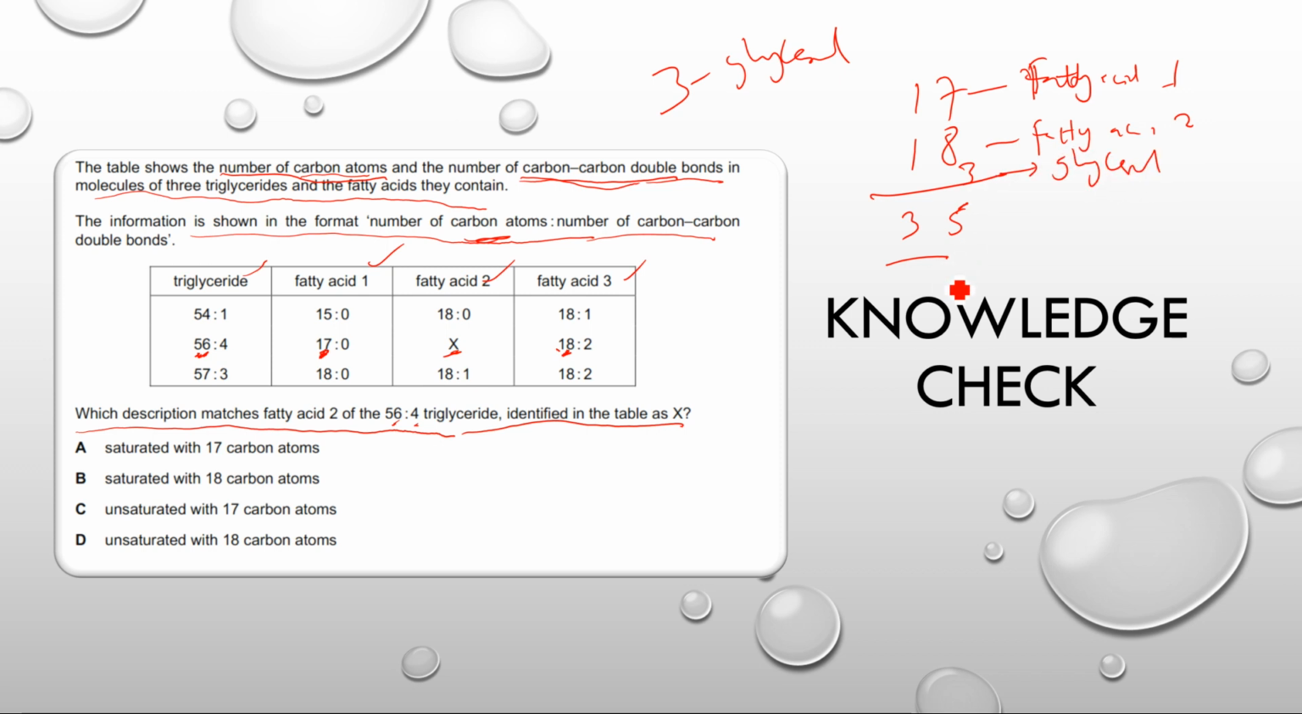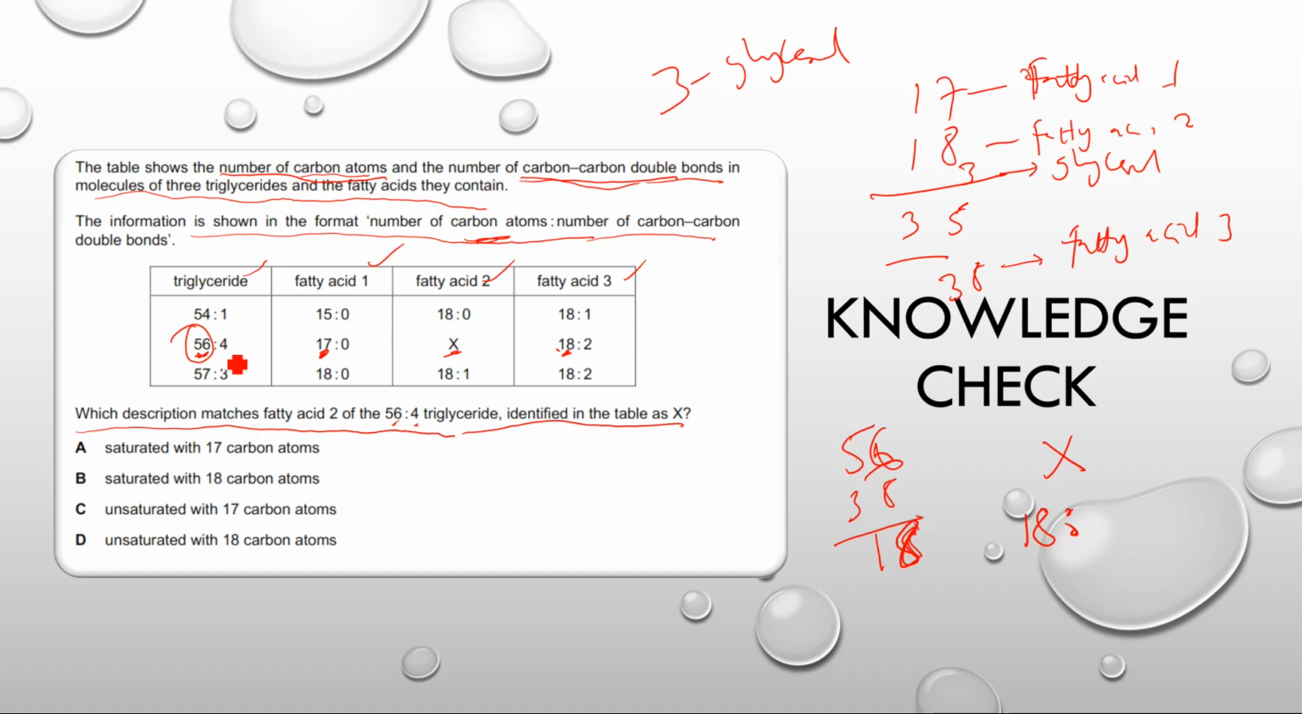So if you put three there, that's going to be 38, right? So if you want to know the one for fatty acid three, that means the total, which is 56, minus 38. Okay, it's going to be 18. So that means for X, the carbon atom is going to be 18. Now how many bonds does it have?